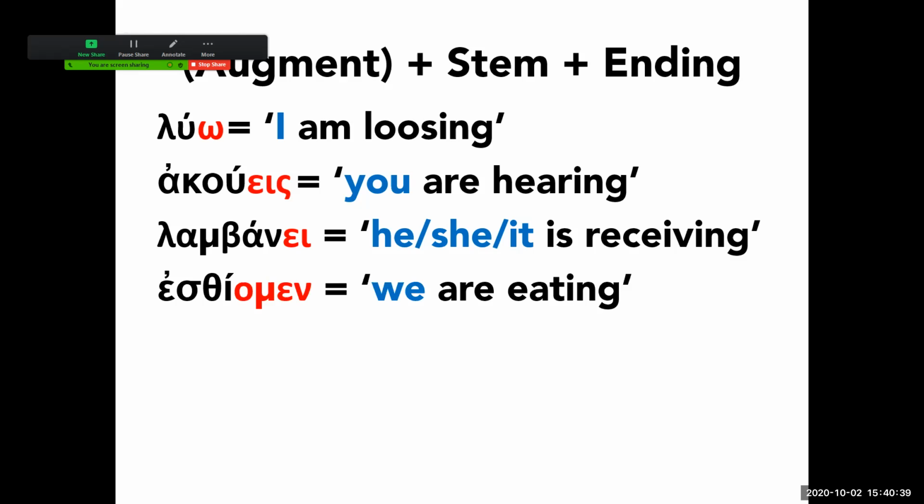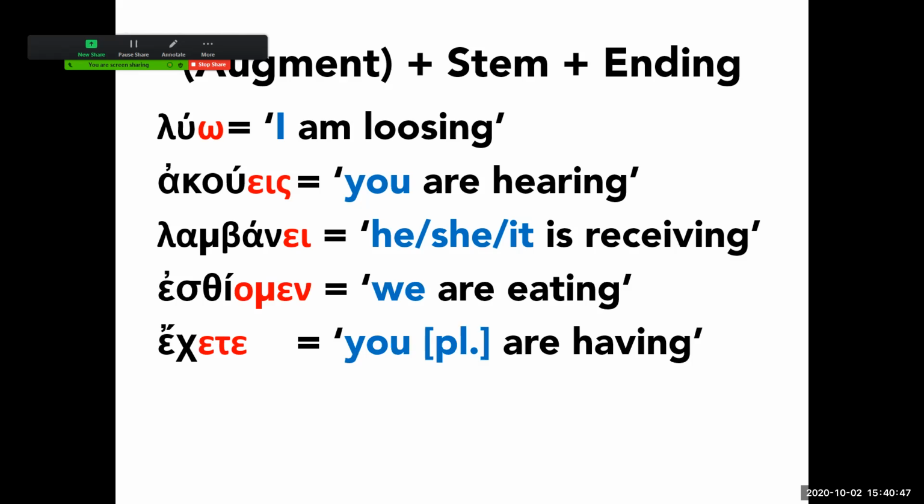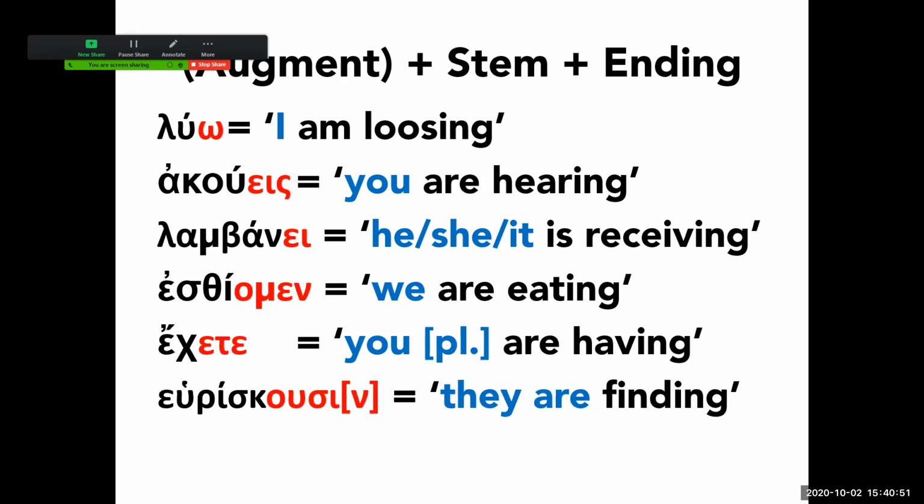Esthiomen. Notice omen is the first person plural, we. We are eating. You plural are having. And they are finding. Heuriskousin tells me that it is they who are finding.